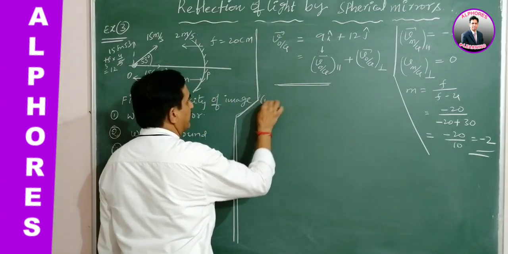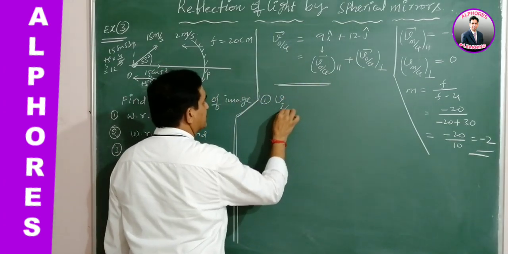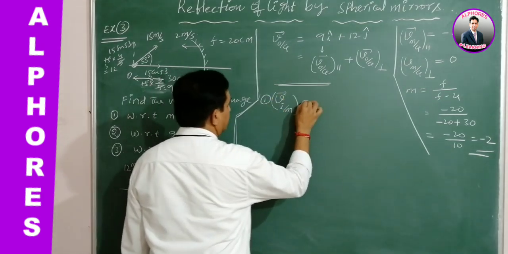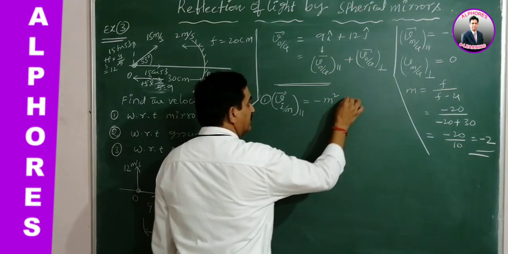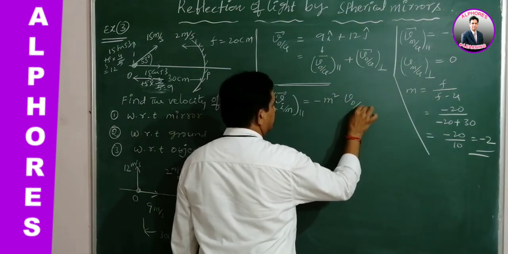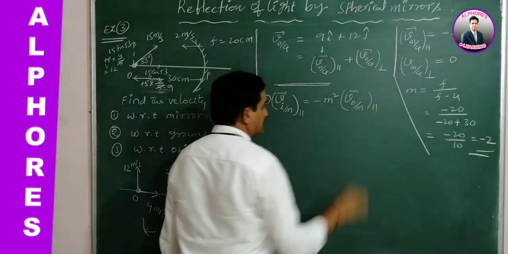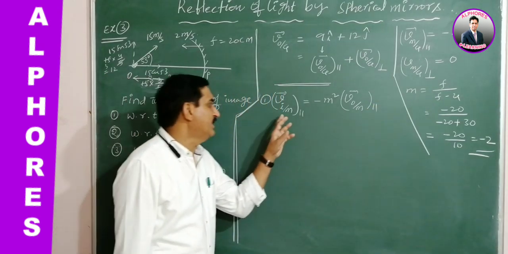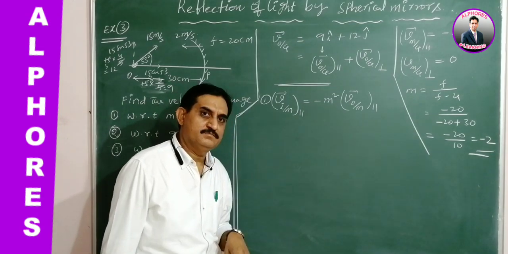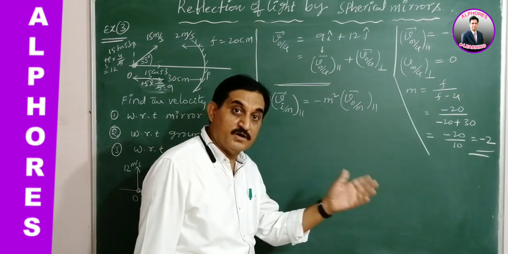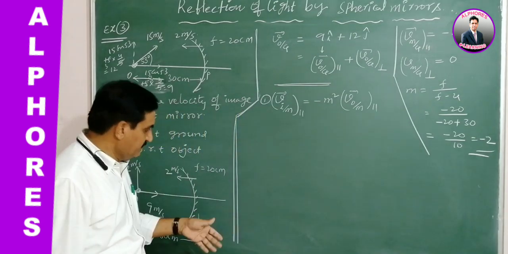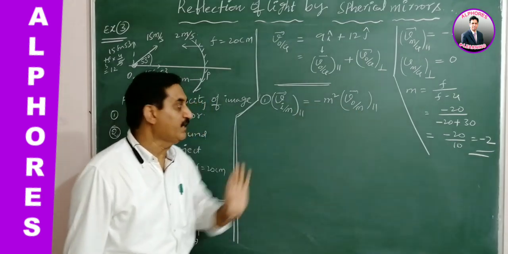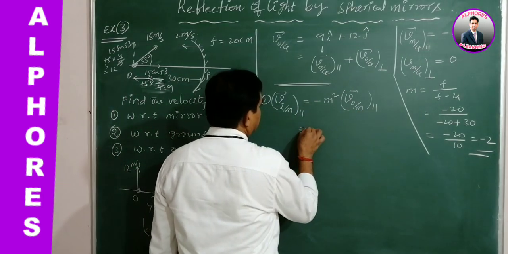Question number 1. Velocity of image with respect to mirror parallel to the principal axis is equal to minus m square times velocity of object with respect to mirror parallel to the principal axis. This is the formula along the principal axis. Perpendicular to the principal axis, the formula I already gave in the previous problem: m times velocity of object with respect to mirror. Now substitute the values here.